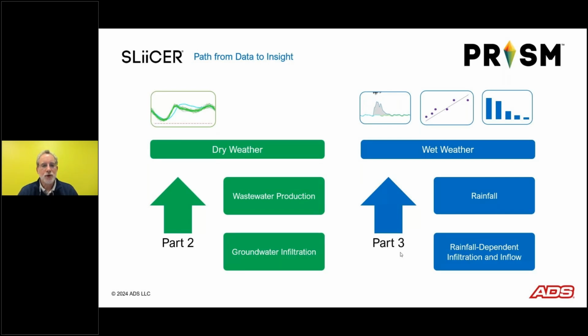On the last Part 2 webinar, we talked about the dry weather piece. I'm not going to focus on that today. We have the video from that webinar you can review and get all the details on that. Today, Part 3, we're going to focus on the wet weather piece, which really focuses around the rainfall and the events that are identified out of the rainfall data and the corresponding impact in the collection system, which is the rainfall dependent infiltration and inflow, or RDII.